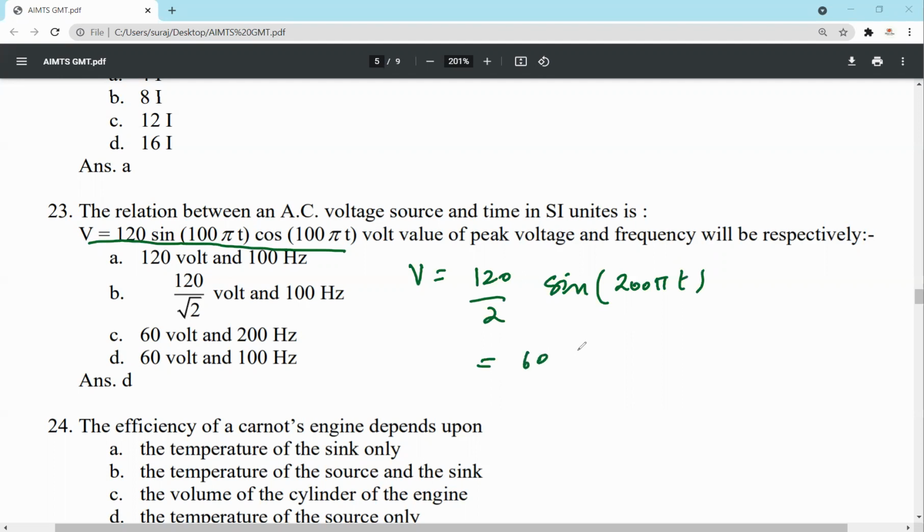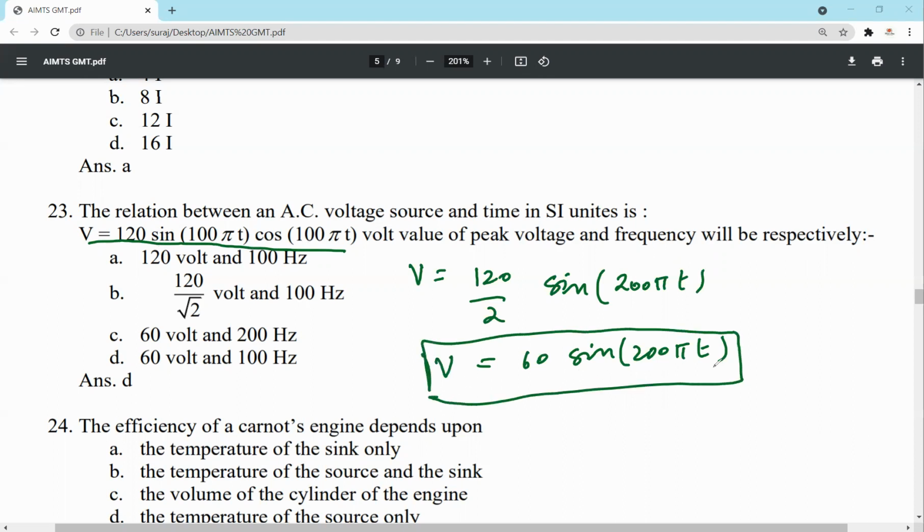This is 60 sine 200 pi t, multiply and divide by 2. 2 sine theta cos theta is sine 2 theta. Now it is in perfect form. V is equal to V naught sine omega t. V naught is 60. Omega is how much? 200 pi.